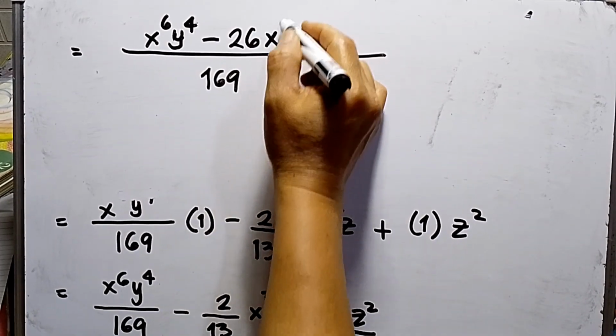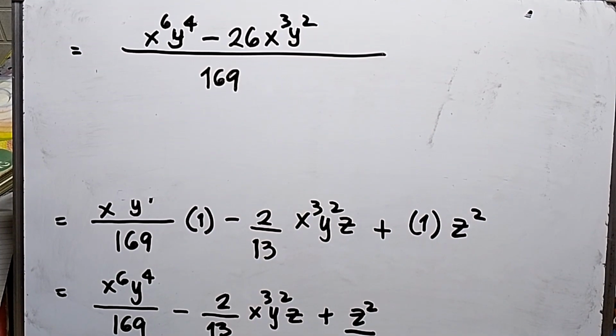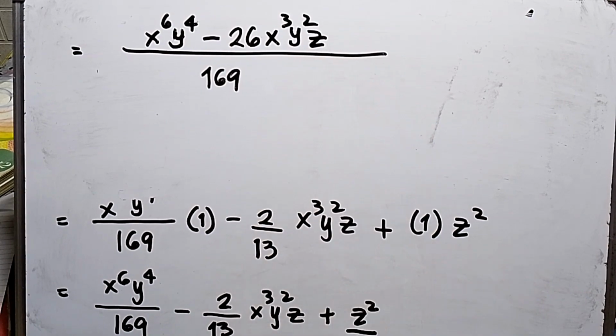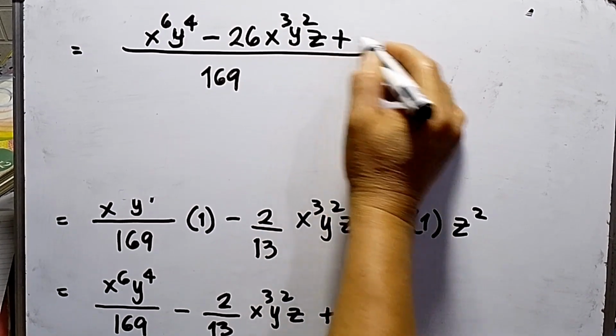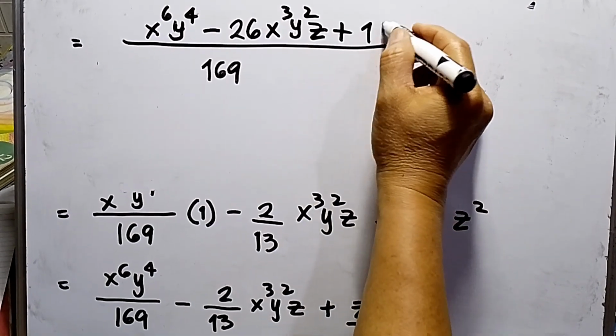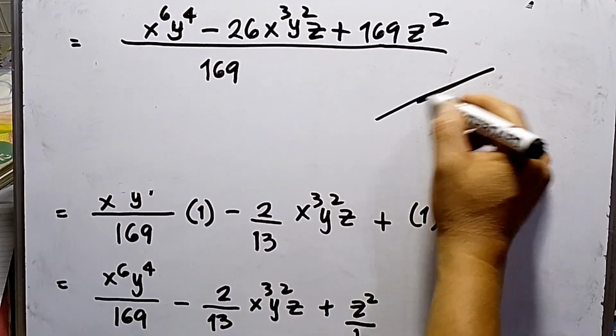X cubed y squared z. Then the last will be plus 169 divided by 1, that will be 169 z squared. That's all for number 2.